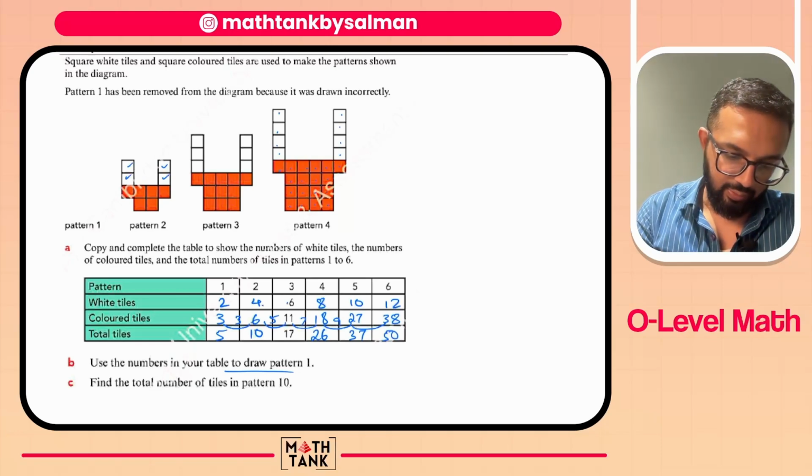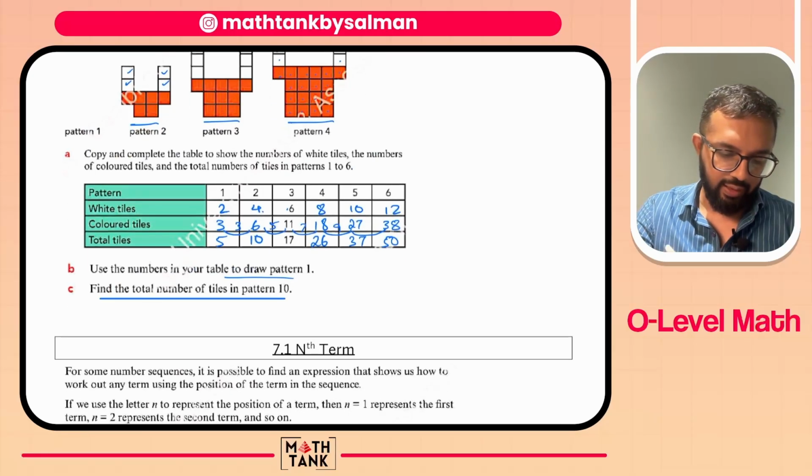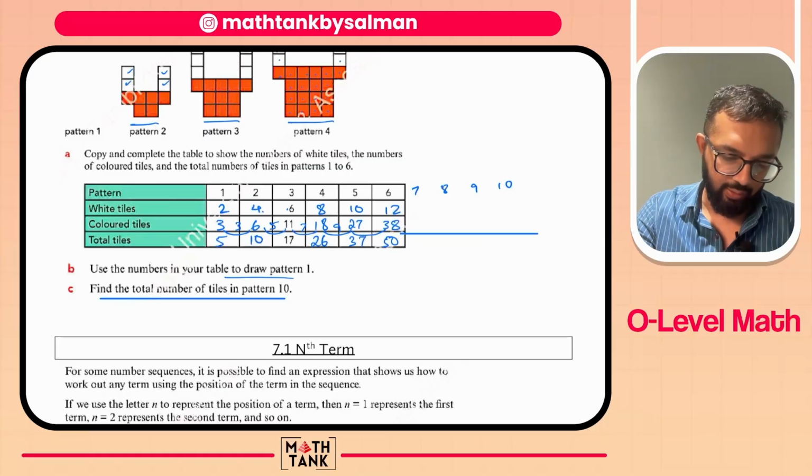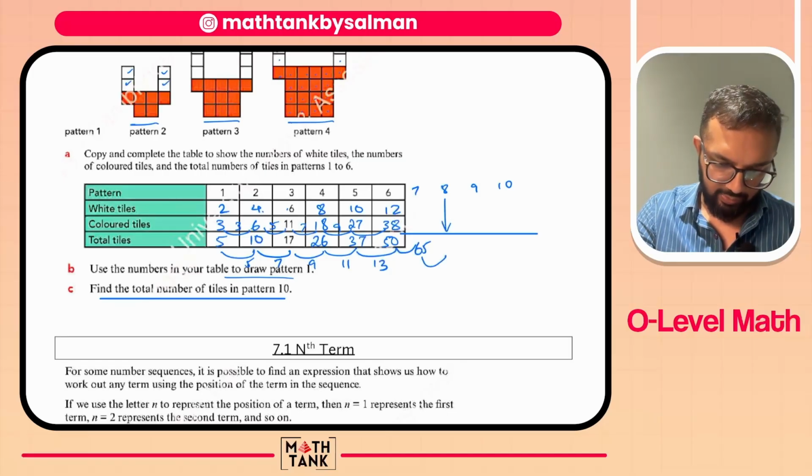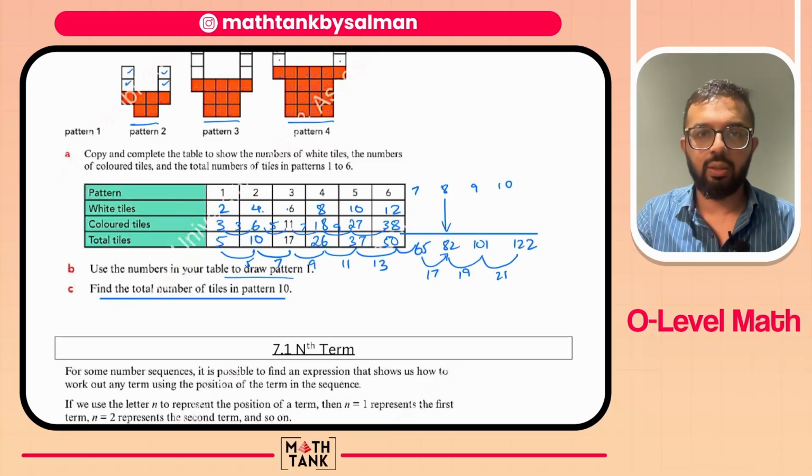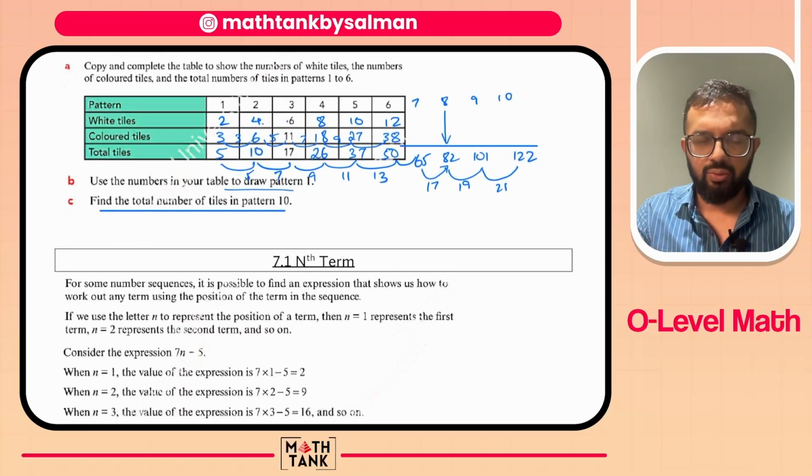Okay. Now this has got to be a little tricky. Just find the number of tiles in pattern 10. So let's just do this. I see that the number of tiles are 5, then 7 more, then 9 more, then 11 more, then 13 more. So there should be 15 more, so there should be 65. And then there should be 17 more. So there should be 82. And there should be 19 more. So that's 101. And then there should be 21 more. So that's 122. Okay. So slightly awkward question, but that's fine.